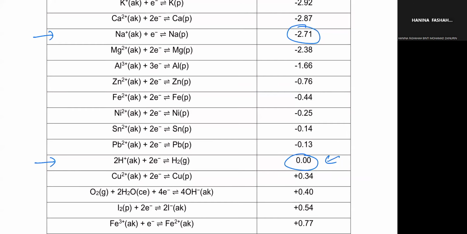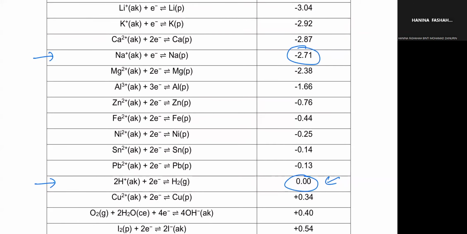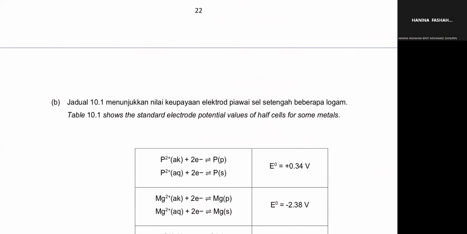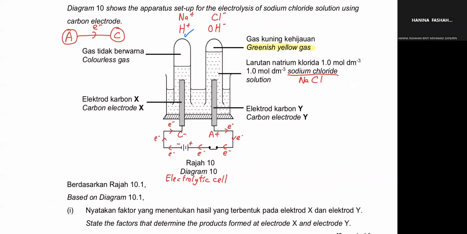So we go back here. Basically this is more concentrated if you notice, 1.0 mole dm cube. So that's why we choose the second factor, which is the concentration of solution. Because you choose Cl minus. Why? Because they are more concentrated.